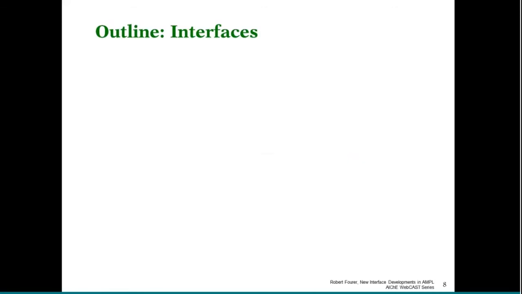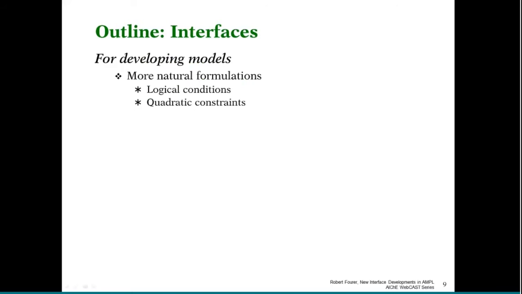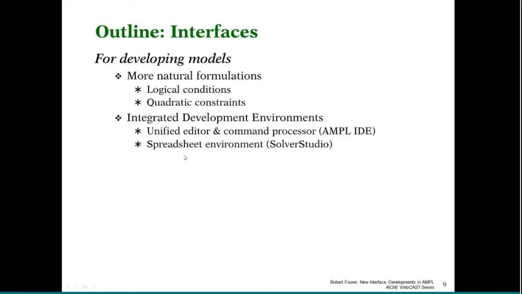And so here's an outline then of what I'm going to do. I'm going to first talk about interfaces for developing models. First I'm going to look at just the interfaces that are in the modeling language. If we can improve the naturalness of the formulations in the modeling language, we have a better interface just through that. So I'm going to show some examples of that. And then I'll talk about development environments. These are environments that help you work with the modeling language. They don't actually change the language, they just put a frame around it. And I'll describe 2 of those that are in current development.